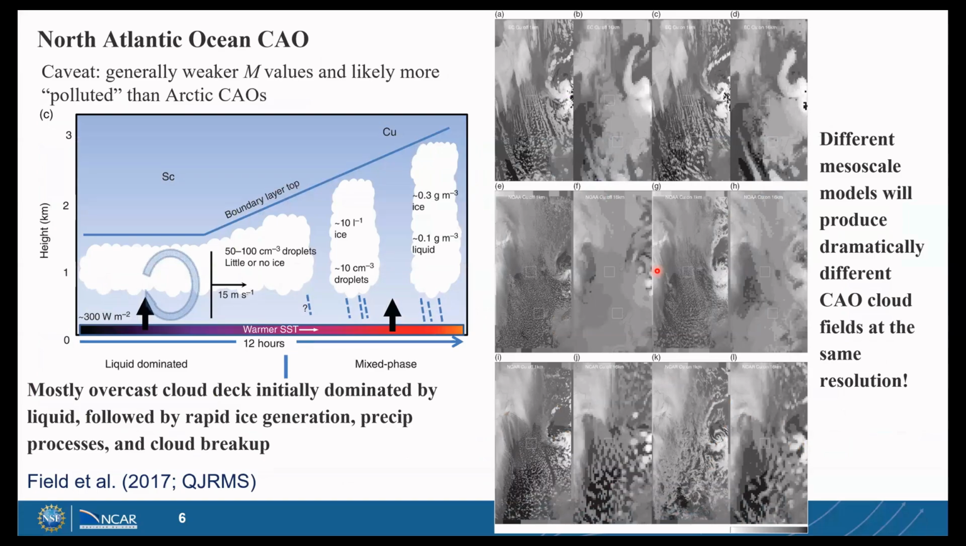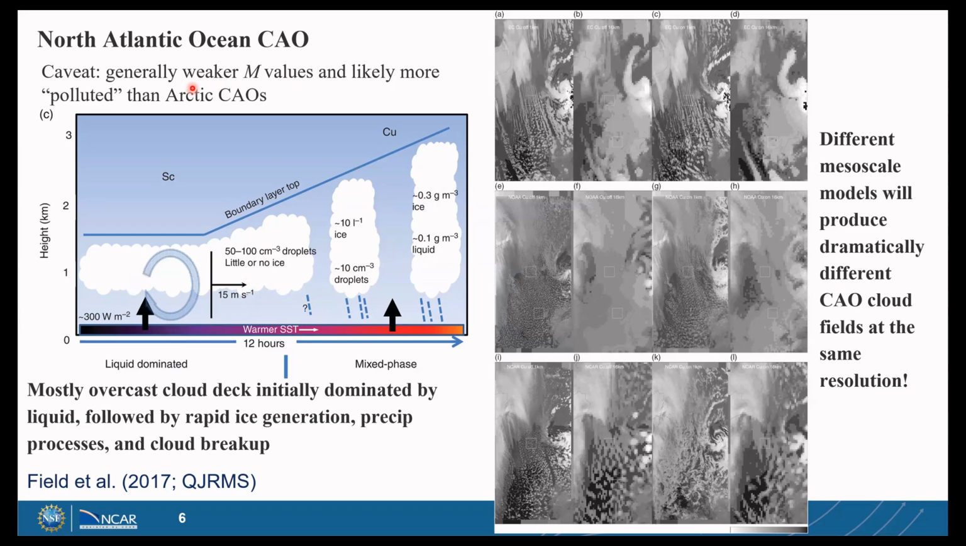And then one example of a CAO from the North Atlantic Ocean. I thought this was a nice schematic showing the interplay between liquid and ice. So what they found was essentially, as the cold air advected over the warmer ocean, there's this mostly overcast cloud deck initially that's dominated by liquid. And then there's this rapid ice generation thereafter. Precipitation processes really get going, and then you get a cloud breakup. And that's again just the schematic showing this evolution.